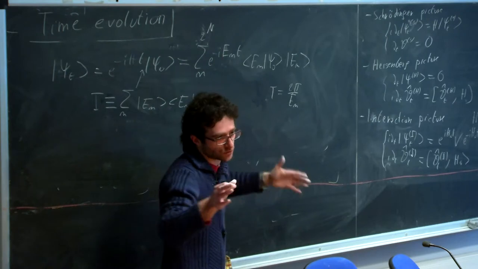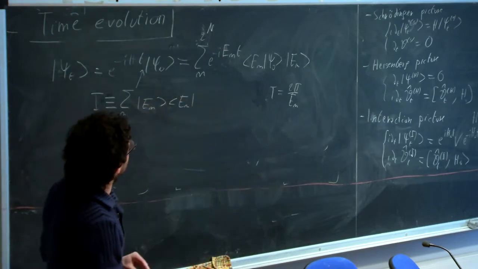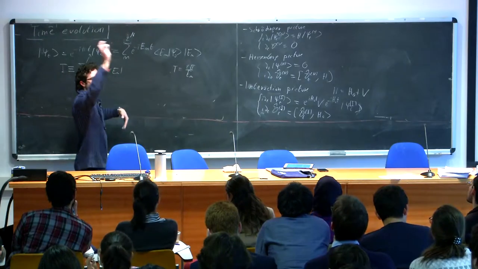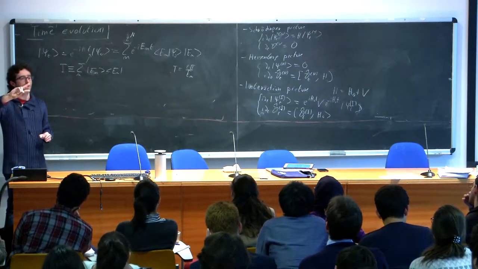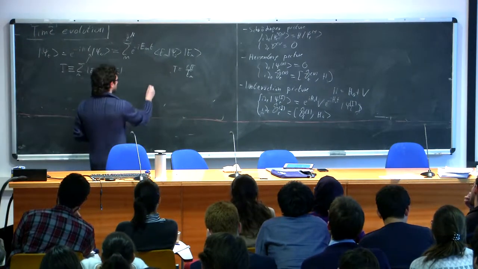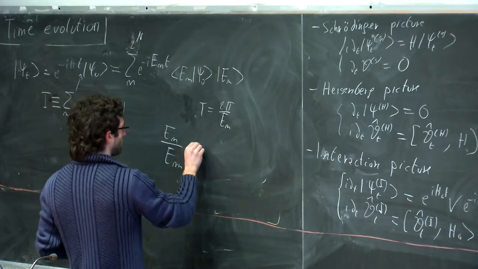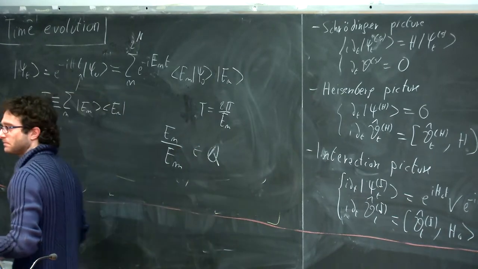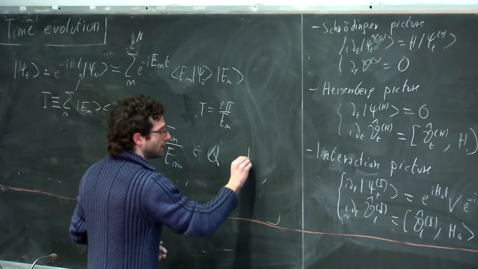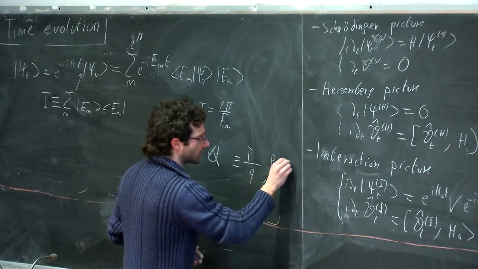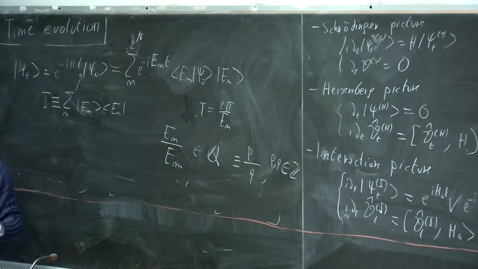Okay, but here we have many, many contributions, no? But what happens instead if you have, for example, the strange situation where all these excitation energies are in a rational ratio? So let's assume that E_n over E_m is a rational number. Rational number means it can be written like the ratio of two integers, P and Q, where P and Q are integers. Let's assume that we are in this condition. Then, is there something that we can infer from this expression?